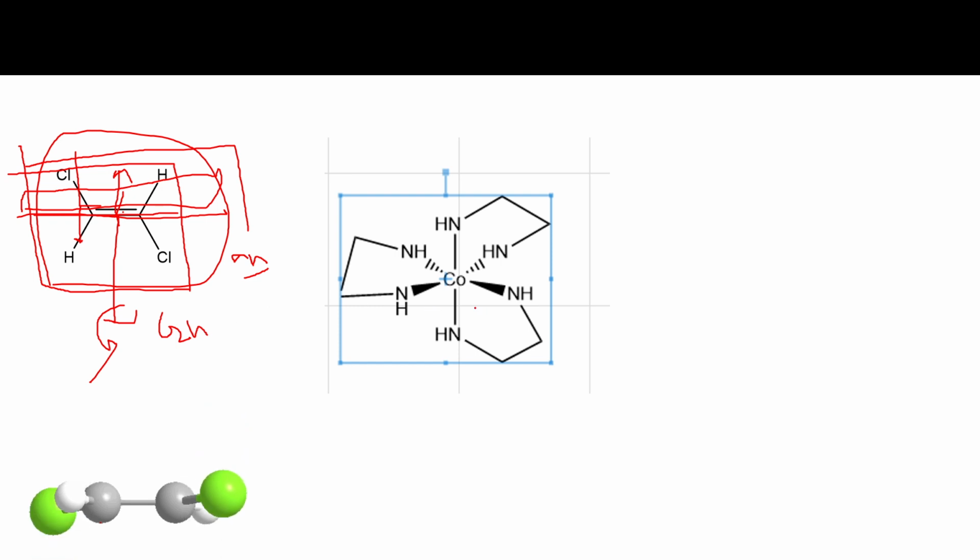Now the next molecule. The metal is linked with ethylene diamine. Three ethylene diamines are present in this molecule. And what rotation will make this molecule indistinguishable?